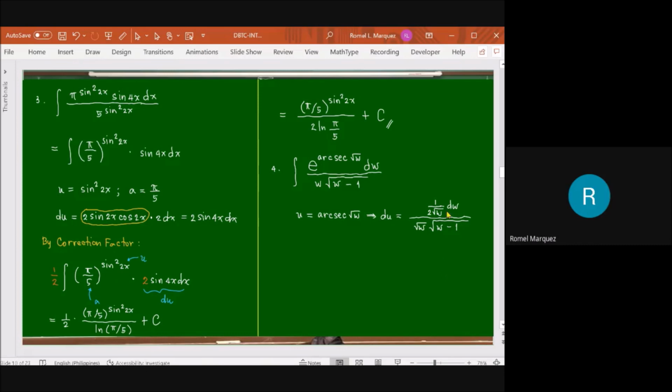Any question with that? How to simplify this, guys? When simplified, this w here is multiplied to this w in the denominator, together with the 2. So 2 times square root of w, that is w. Am I correct, children? w minus 1. Okay, then dw.